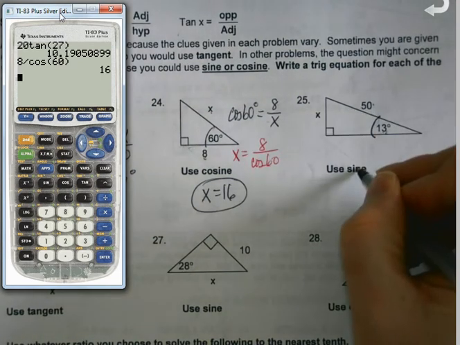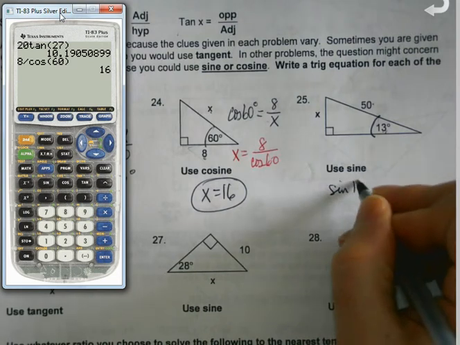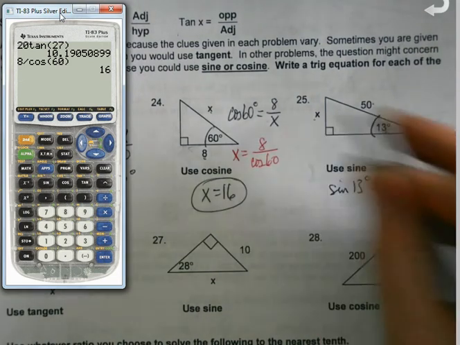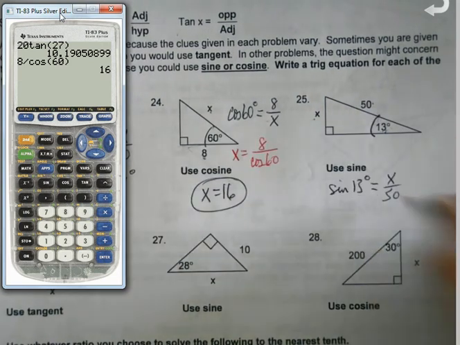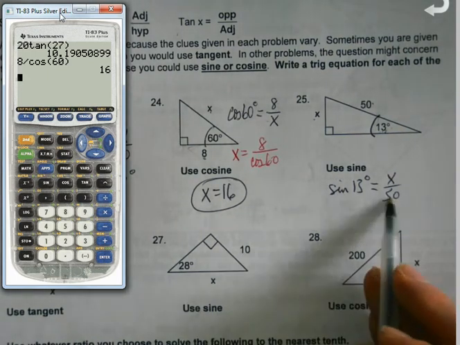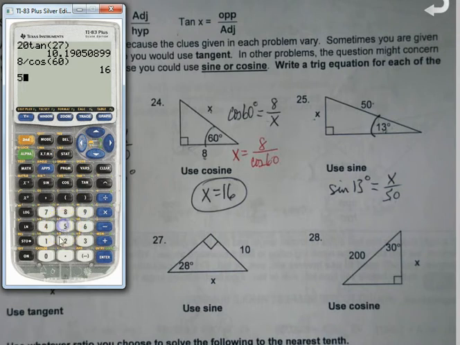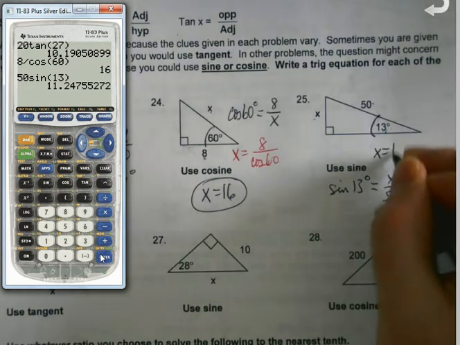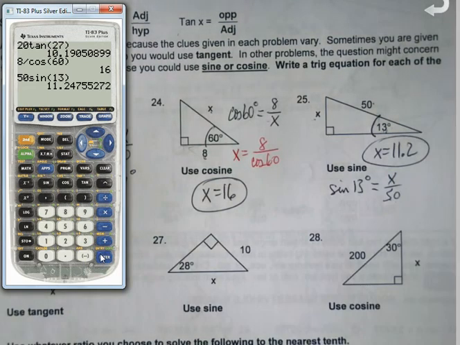Opposite and hypotenuse is going to be sine. So the sine of 13 degrees is opposite over hypotenuse. I notice right away the number's in the denominator, which means I'm just going to have to multiply. So 50 times the sine of 13. X is about 11.2. And that's all you've got going on these. Use the ratio to get the initial problem set up, and then just solve it for x like you would any Algebra 1 equation.